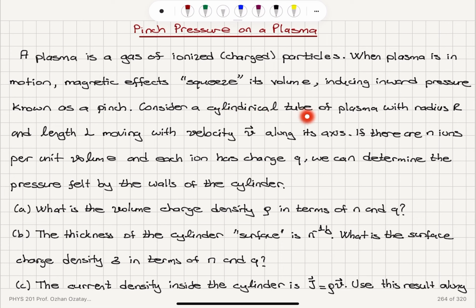Consider a cylindrical tube of plasma with radius capital R and length capital L, moving with velocity v along its axis. If there are n ions per unit volume and each ion has charge Q, we can determine the pressure felt by the walls of the cylinder. Part A. What is the volume charge density ρ in terms of n and Q?